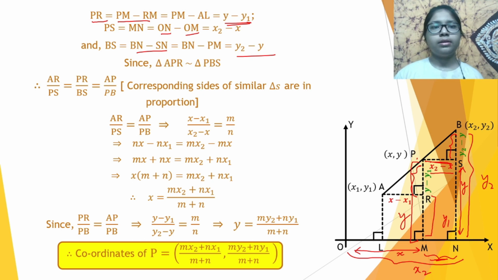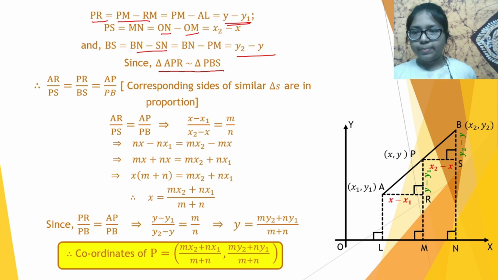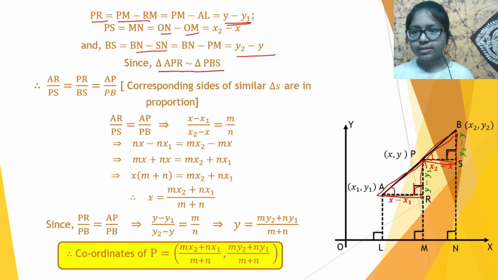So y2 minus y. Since triangle APR is similar to triangle PBS, so triangle APR is this, right? And triangle PBS is this. So these are similar. For similarity, what are the criteria? Any two angles should be equal. So this is equal to this, 90 degrees, and these are corresponding angles since these both are parallel to the x-axis, and this line AB is the transversal, so angle BPS is equal to angle PAR. So triangle APR is similar to triangle PBS.